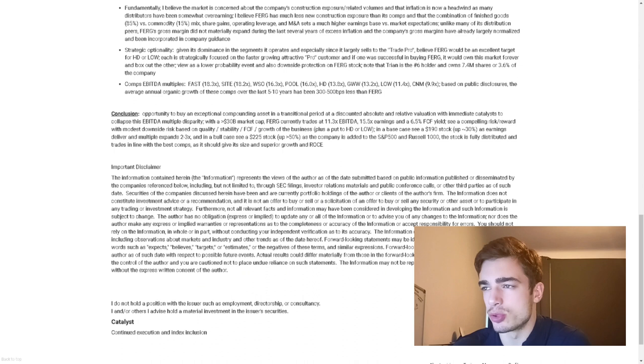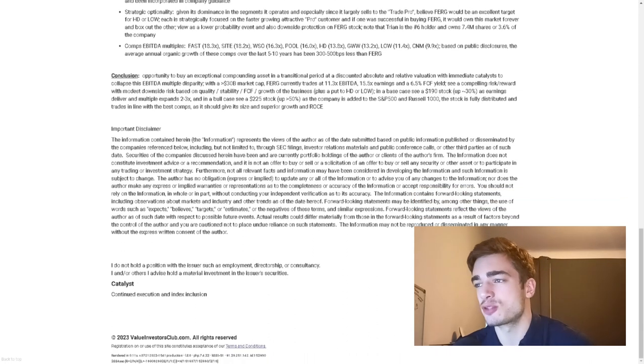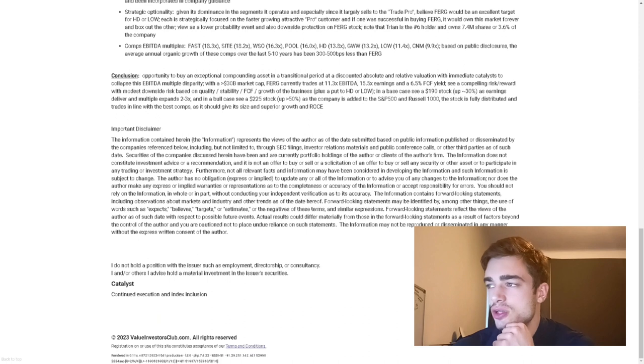Comps, EBITDA multiples: Fastenal, 18.3x. SiteOne, 18.2x. WSO, 16.3. Pool, 16. HD, 13.8. GWW, 13.2. Lowe's, 11.4. CNM, 9.9. And based on public disclosures, the average annual organic growth of these companies over the last 5 to 10 years has been 300 to 500 basis points less than FERG. Conclusion: opportunity to buy an exceptional compounding asset in a transitional period at a discounted absolute and relative valuation with immediate catalysts to collapse this EBITDA multiple disparity.